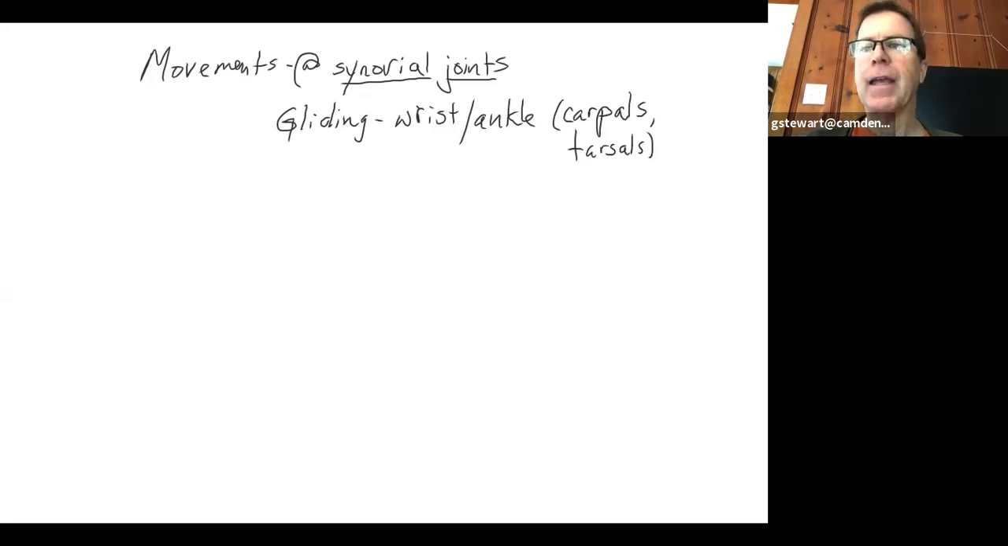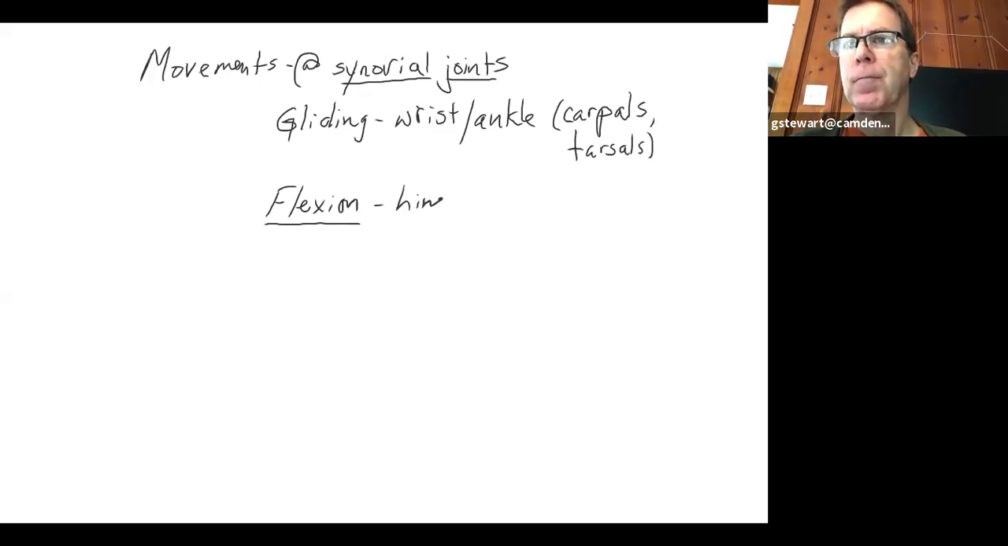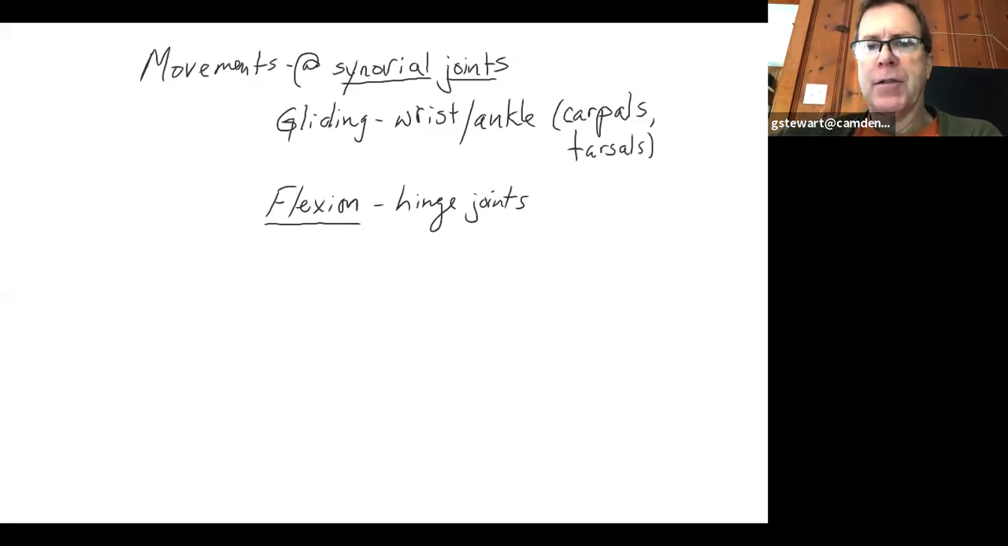Now we're going to go into angular movements, and I'll give you an easy way, hopefully an easier way, to remember these. Flexion occurs at a hinge joint. Hinge joints, the most common ones are the elbows and the knees. There are others in the body, like in the cervical vertebrae of the neck. But I prefer to think of these as when you make a muscle in your biceps brachii. That's a hinge joint right at your elbow.